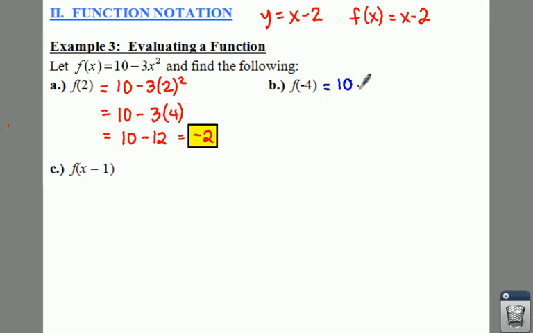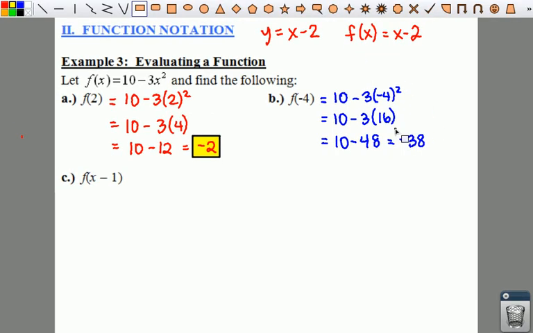All right, let's plug in a negative 4 over here for b. So we're going to say 10 minus 3 times negative 4 squared. And whenever you square something, you need to make sure you put parentheses around your negative value. So we're going to say 10 minus 3 times, negative 4 squared is a positive 16. So if you have 10 minus 48, you will get a negative 38. So plugging in numbers is relatively simple.